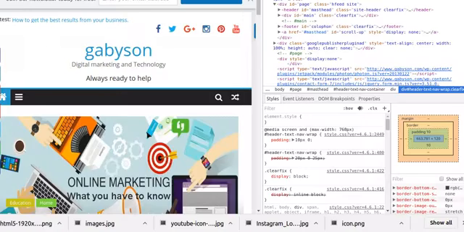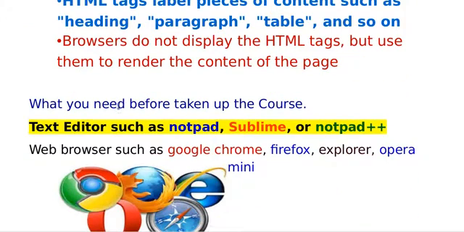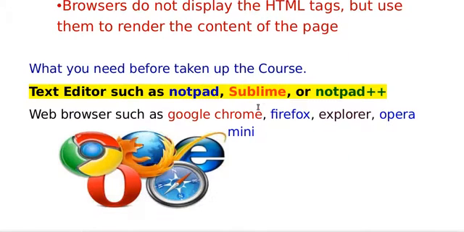Okay, now what do you need before you take up this course? First thing, you have to have a text editor, such as Notepad. Notepad comes automatically with the Windows operating system. You also have Sublime Text, also Sublime Text 3. In the next video I'm going to show you how to download and install Notepad, Sublime, and Notepad++.